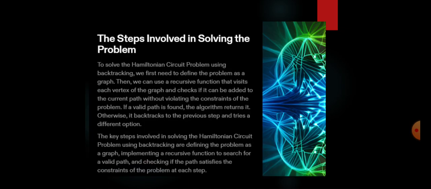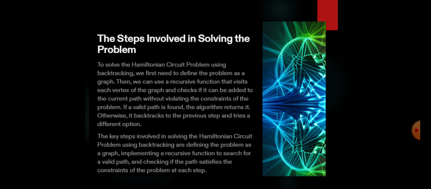Next, we are going to discuss the steps involved in solving this problem. To solve the Hamiltonian circuit problem using the backtracking approach, we first need to define the problem as a graph. Then we can use a recursive function that visits each vertex of the graph and checks if it can be added to the current path without violating the constraints of the problem. If a valid path is found, the algorithm returns it. Otherwise, it backtracks to the previous step and tries different options.